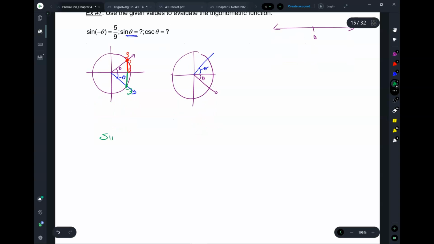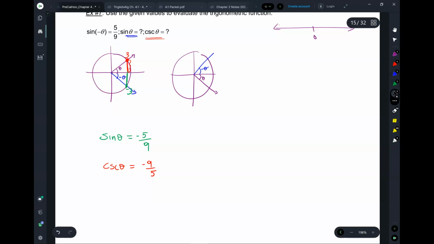Okay? So if sine of theta is -5 over 9, then what's cosecant of theta? Yeah. Okay, but let's talk about the cosine for a minute.